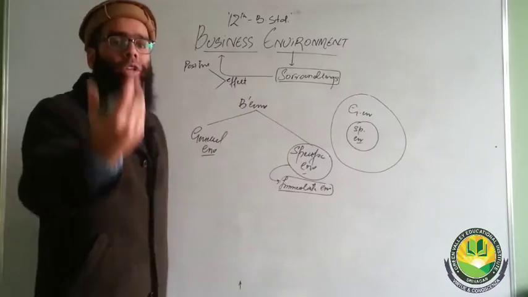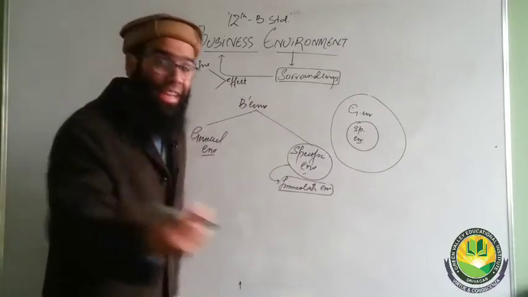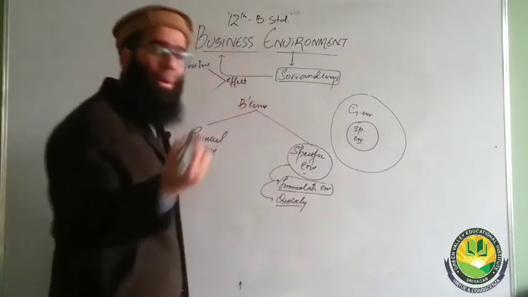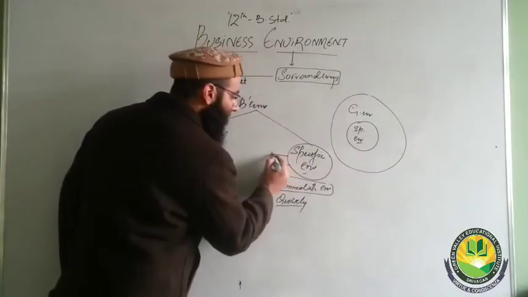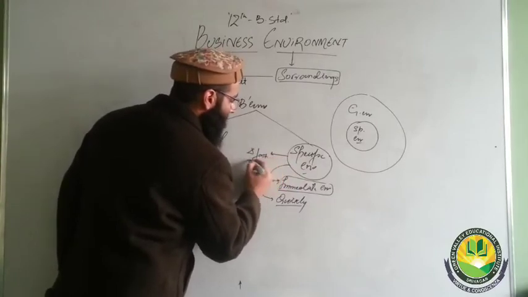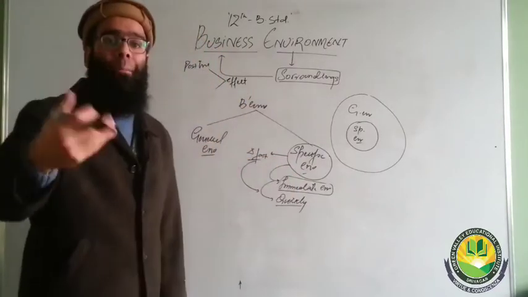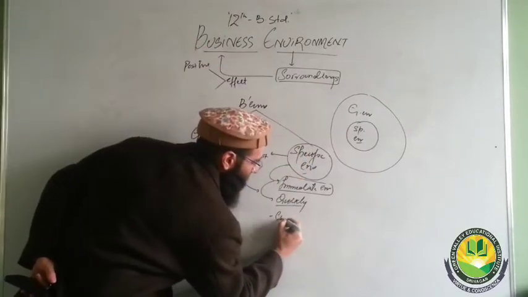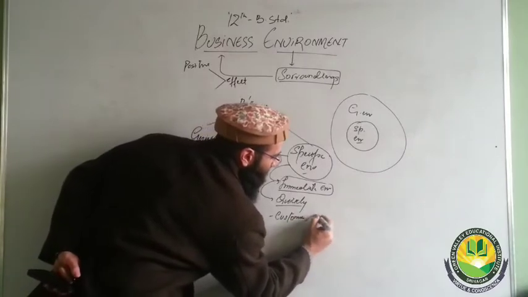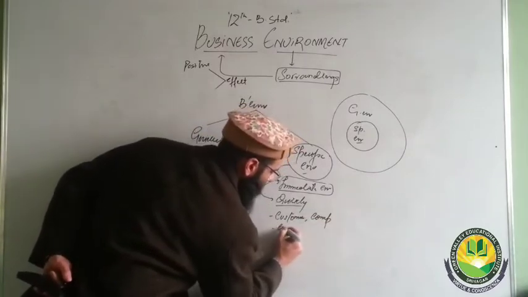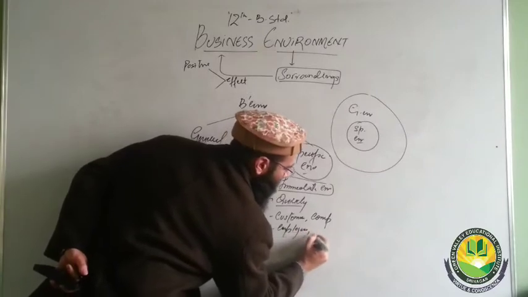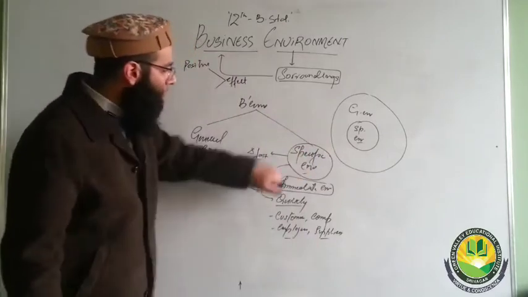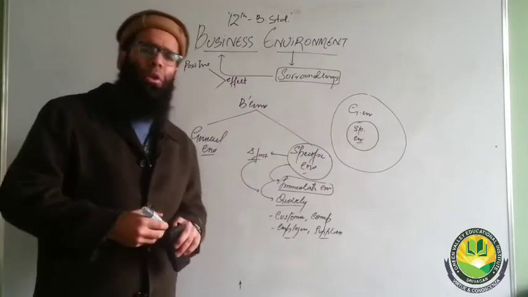It is closer to the business, which affects the business quickly, rapidly. So this specific environment changes fast and quickly and rapidly affects the business. Core elements of the specific environment are customers, competitors, employees, suppliers. So these are some of the elements of the specific environment. It is simple to understand.